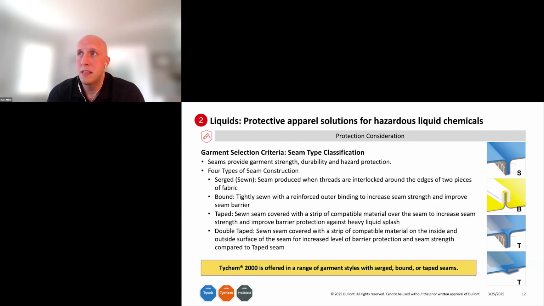The reason why we highlight these seam types in this situation is that our Tychem 2000 comes in 3 of the 4. So not only are you getting the protection you need from a fabric standpoint, but we are able to then look at the different seam options and fit you in within that same suit style, if you will, or fabric style, within those different seam strengths, depending on the environment.